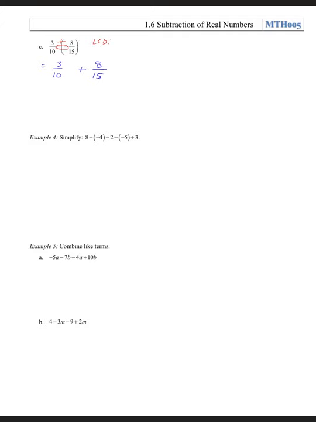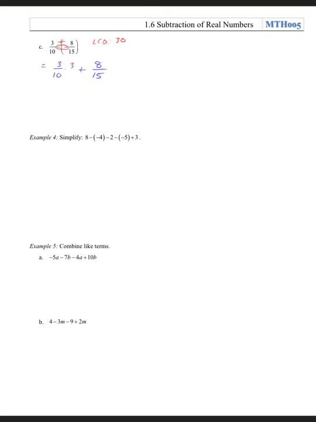So we want to think about what is the smallest multiple that 10 and 15 both have. Always start with 15. Does 10 go into 15 evenly? No. What's the next multiple of 15? 30. Does 10 go into 30? Yes. They both go into 30, so 30 is going to be our least common denominator. So now we want to ask ourselves, 10 times what is going to give us 30? That would be a 3.